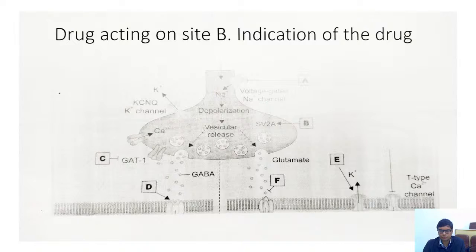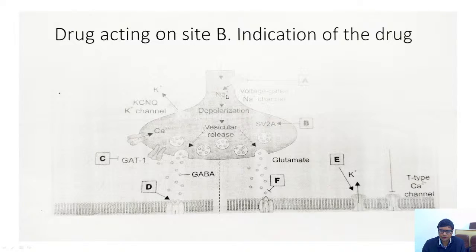Now try to focus on this image. Maybe you may see it as somewhat blurred, but this shows a presynaptic neuromuscular junction or neuronal junction, nerve junction. Here you can see it's basically asking about anti-epileptic drugs mechanism of action.